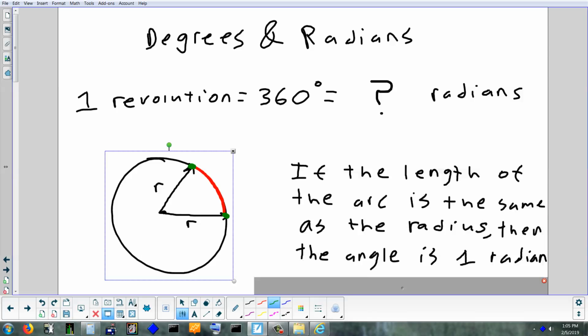So if the length of the arc in red is the same as the radius of the circle, the line in black, then you've just drawn an angle that is exactly 1 radian. That picture's not perfectly to scale, but it's pretty close. That's about what the size of 1 radian would look like.